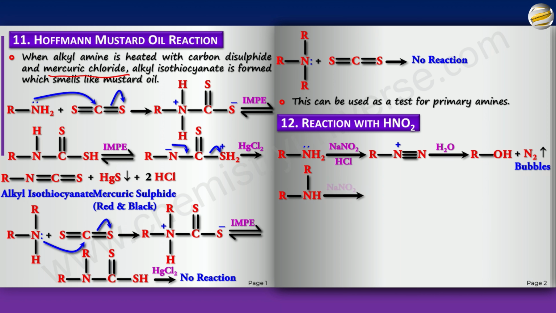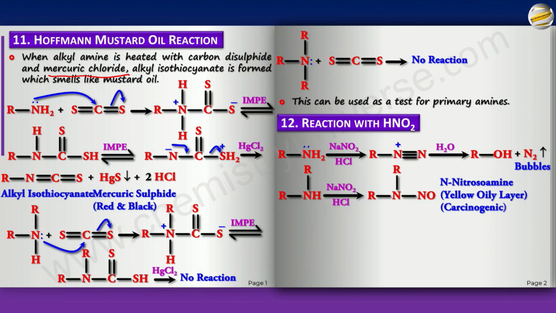Whereas if it is secondary, it will stop at N-nitrosoamine, and it is a yellow oily layer and it is carcinogenic. So when you see the bubbles, it is primary. When you don't see the bubbles, you see the yellow oily layer, it is secondary. And the tertiary amine forms an ionic compound, trialkyl ammonium nitrite, which is water soluble.